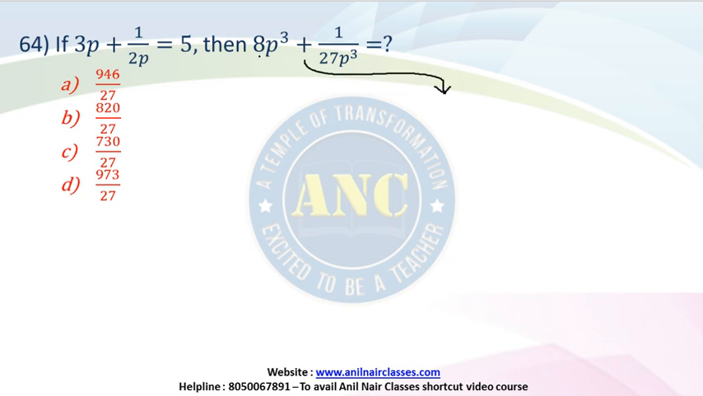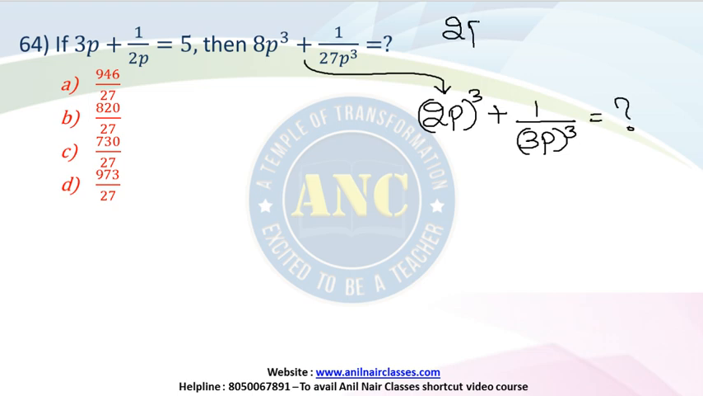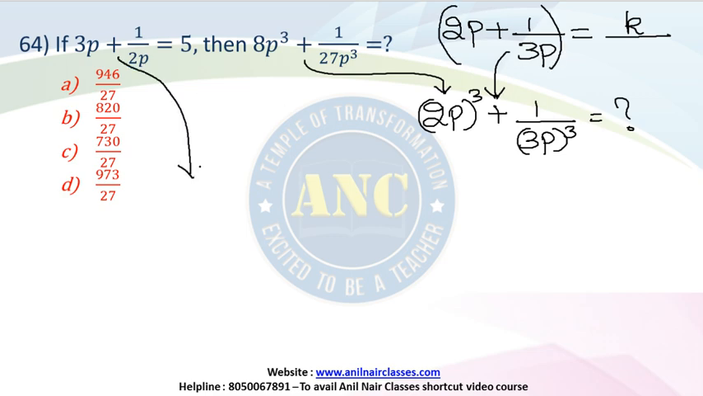First of all, this can be written as 8p cube is nothing but 2p whole cube. 1 by 27p cube is nothing but 1 by 3p whole cube. This value we need to find. That means if I have the value of 2p plus 1 by 3p as some constant k, finding 2p whole cube plus 1 by 3p whole cube is definitely not a difficult task. But I do not have 2p plus 1 by 3p, I have 3p plus 1 by 2p.